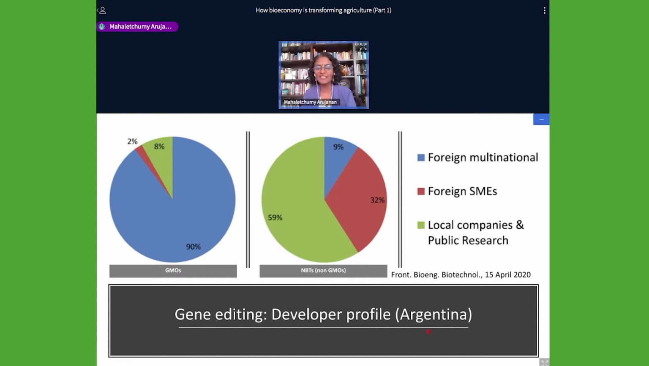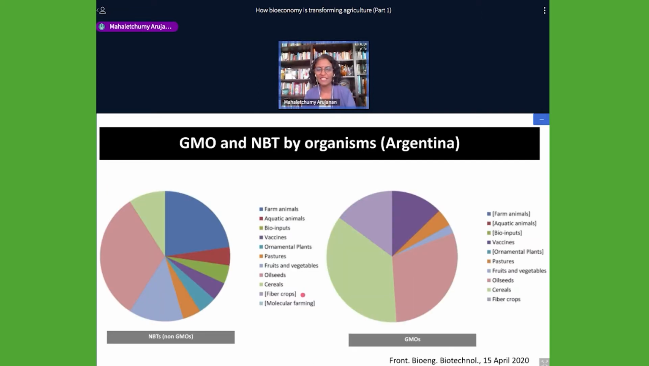And this is from Argentina. If we look at GMO, 90% are foreign multinationals. Now it is a complete shift when it comes to NBTs or new breeding technologies, where local companies have taken a huge share of the pie, followed by foreign SMEs. So local companies, smaller companies, and SMEs, even foreign companies are coming in, and here we see the multinationals have become smaller. So this actually squashes the early critics, the anti-gene technology people who said all this is going to support big companies. So gene editing is now changing all these things.